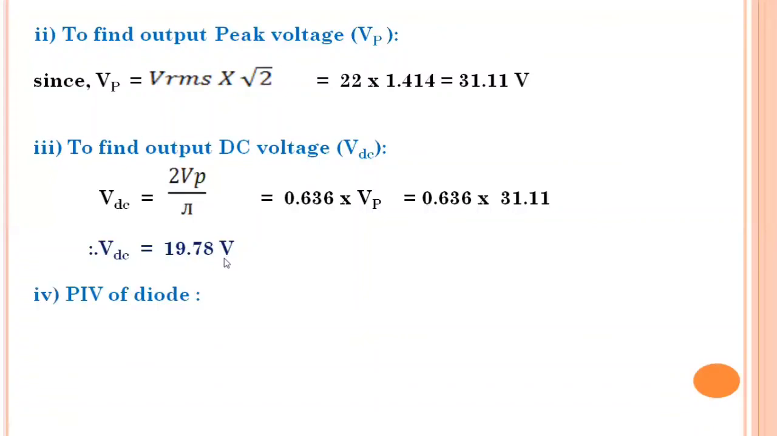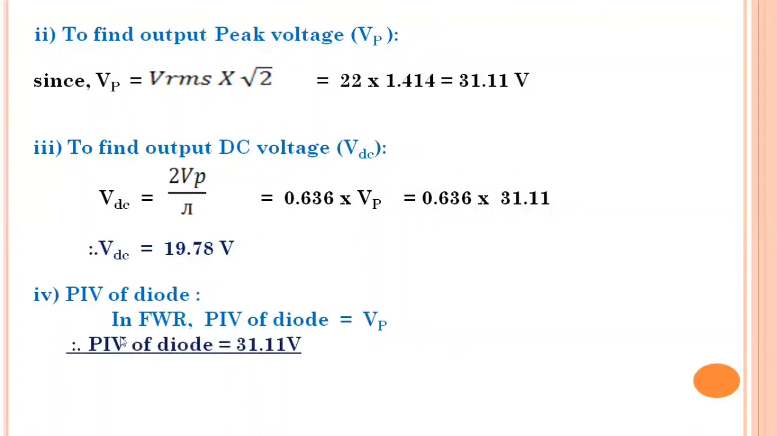And the last is what? PIV of diode. In case of bridge rectifier circuit, peak inverse voltage is just Vp. It is not double like full wave rectifier, as its advantage. So we must select a diode from the market whose PIV rating should be at least or more than the PIV present in the circuit. PIV is how much? 31.11. So we must have the PIV rating more than 31.11 volt.